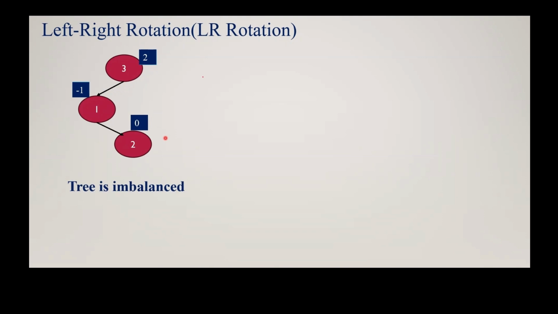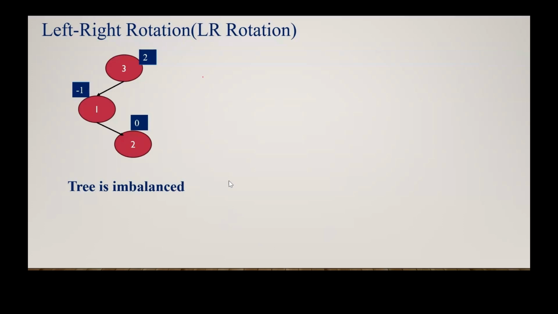Next we have to think about how to perform rotation so that we can get the desired result. After insertion of this node, the tree becomes imbalanced. So we have to check in which sequence the insertion was done. Insertion is done on the left and then right. According to that, you have to decide which type of rotation you have to do.